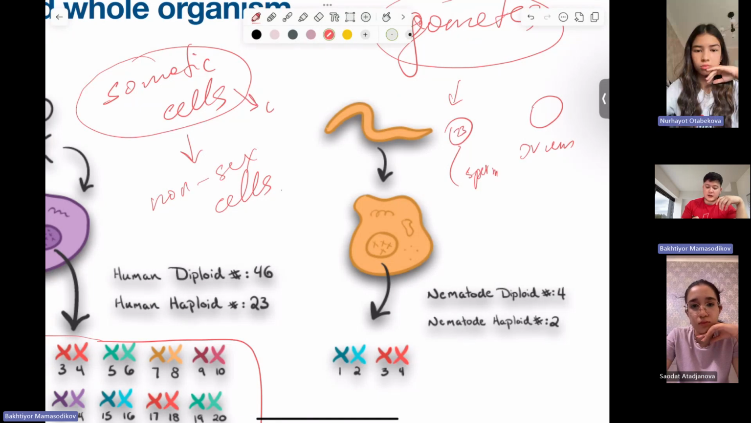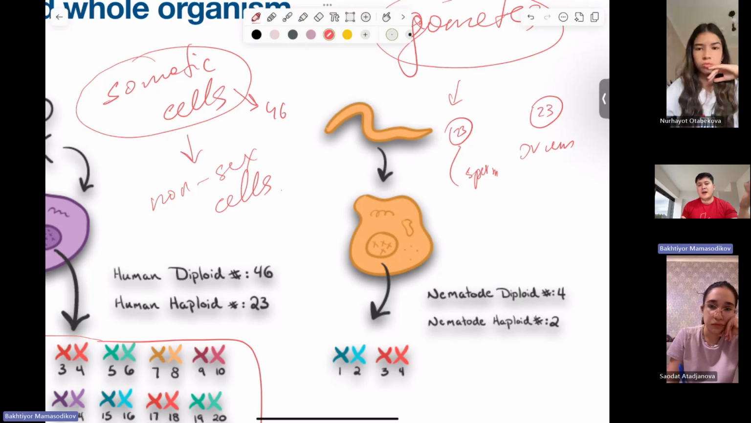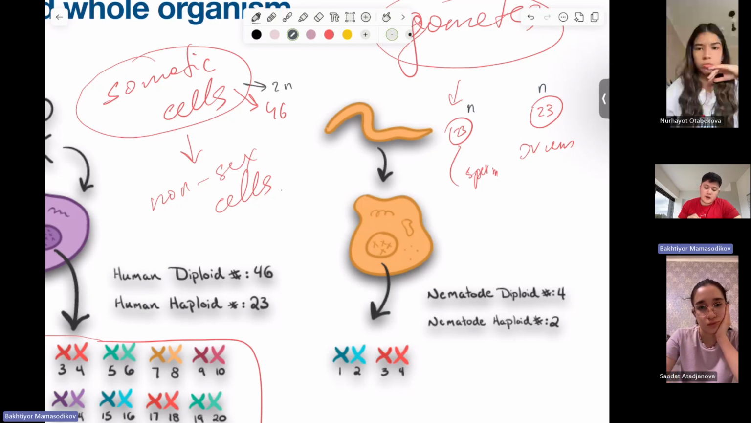In the somatic cells, they have 46 chromosomes, but in gametes, the egg or the sperm, they have 23 chromosomes, which is haploid in number. We call them haploid in number, so we indicate them as N, and these ones are 2N. They are diploid in number, I mean the somatic cells.